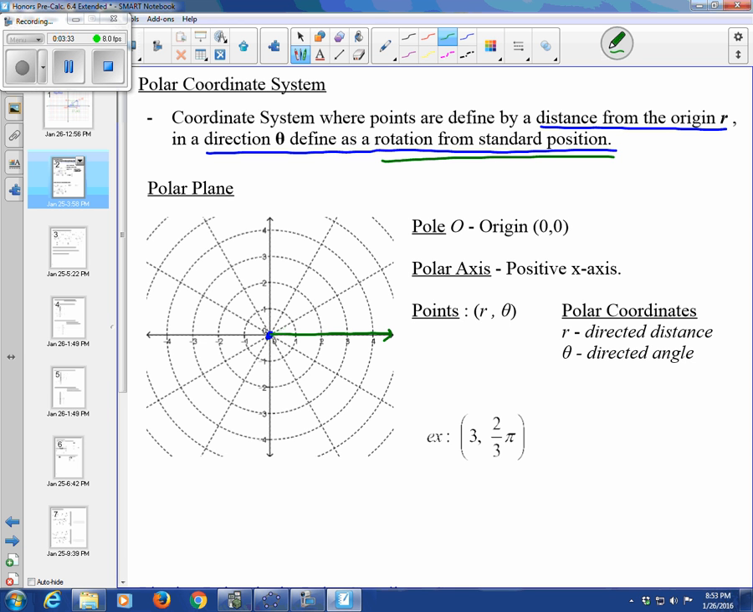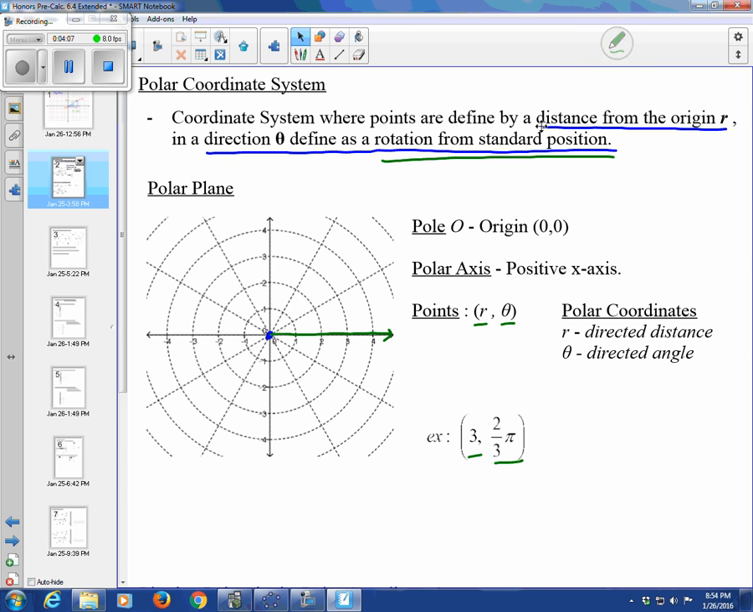In general, you want to think of a point as basically a distance in a direction. So right here, we're looking at the point 3, 2/3 pi. We would first rotate 2/3 pi and then go the distance of 3 in that direction to define the point on the plane. Before we plot this point, theta is generally going to be our input and the r value will be our output. So unlike the x and y value, the input comes second in these polar points.